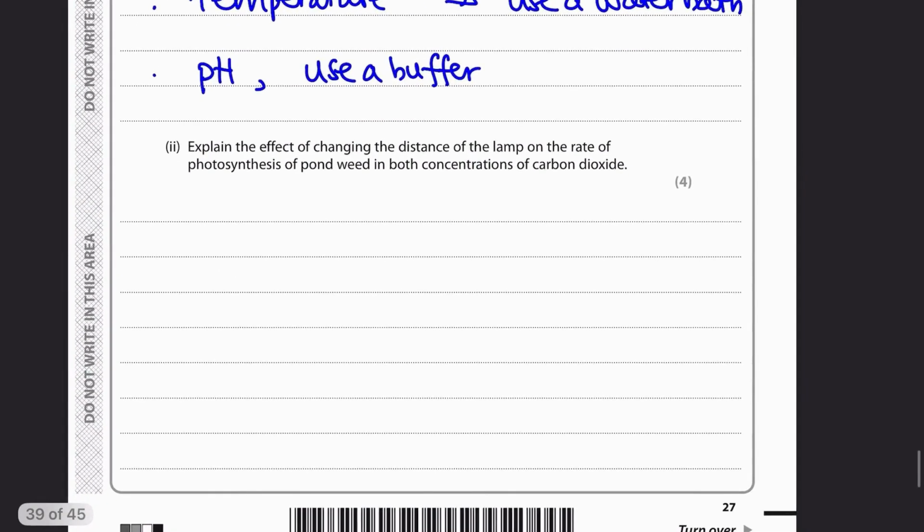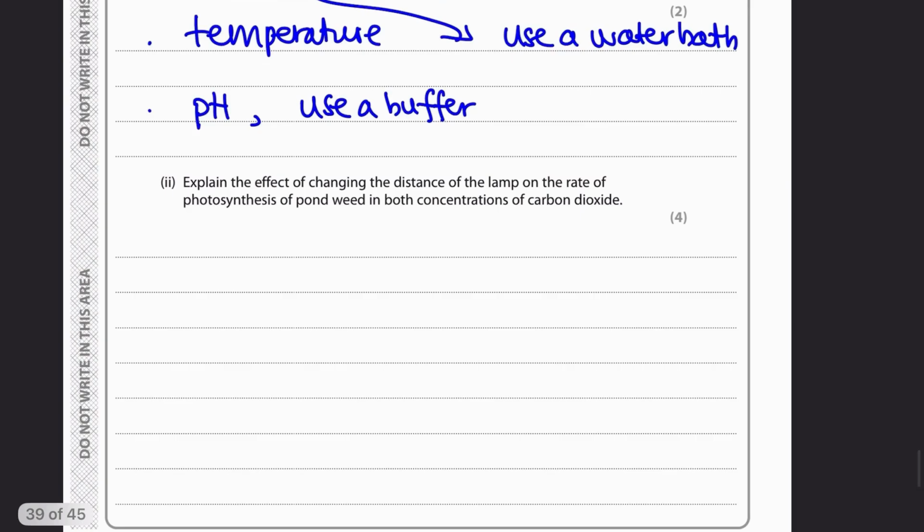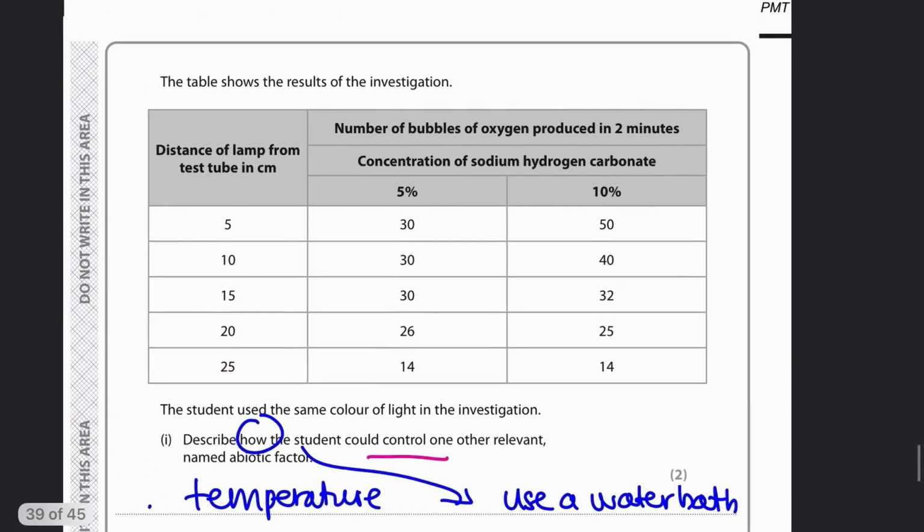It says, explain the effect of changing the distance of the lamp on the rate of photosynthesis of the pondweed in the 2 different concentrations, right? So there was a 5% and there was a 10%. So basically explain this entire, make sense of this whole table, his results. Doesn't make sense. Why does it look like that?